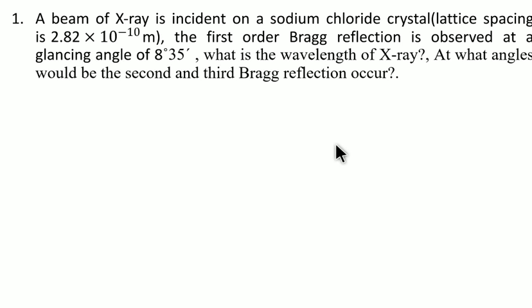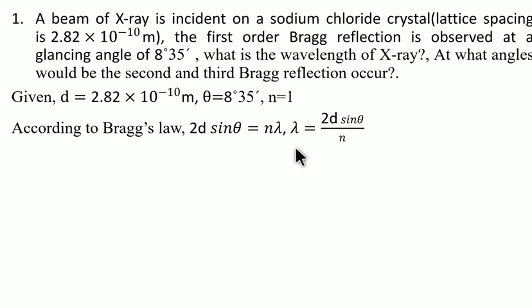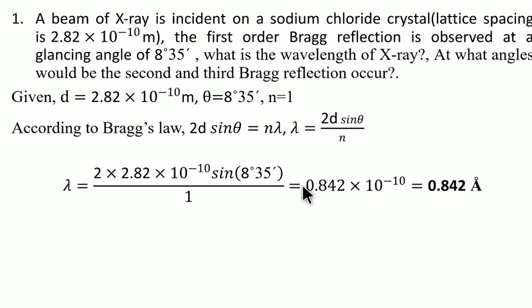Now we will take the given data. They have provided the lattice spacing distance, that is the interplanar spacing d, and the glancing angle. Here they ask the wavelength of the first order. We can just recall Bragg's law. This is the equation. Here first order means n is equal to 1. Substitute the relations and we will get the wavelength.